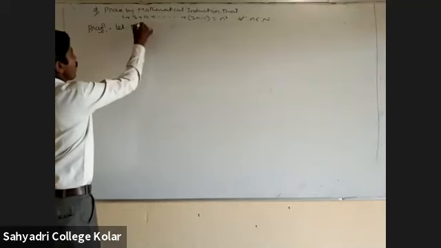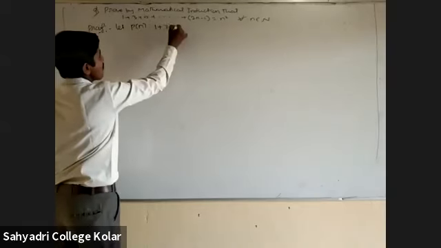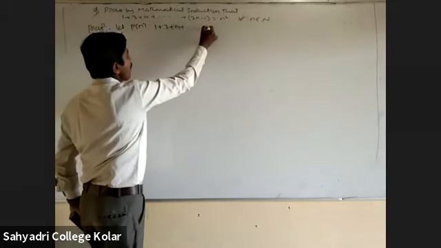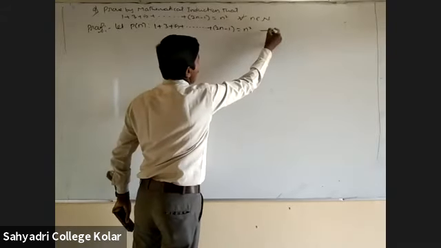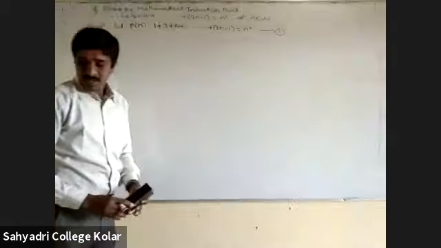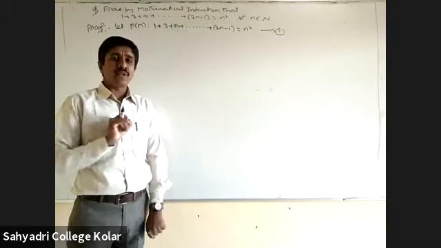Let P of n stand for this formula: 1 plus 3 plus 5 plus so on plus 2n minus 1 is equal to n square. Call that equation 1. First one, verify that the given statement is true for n is equal to 1.